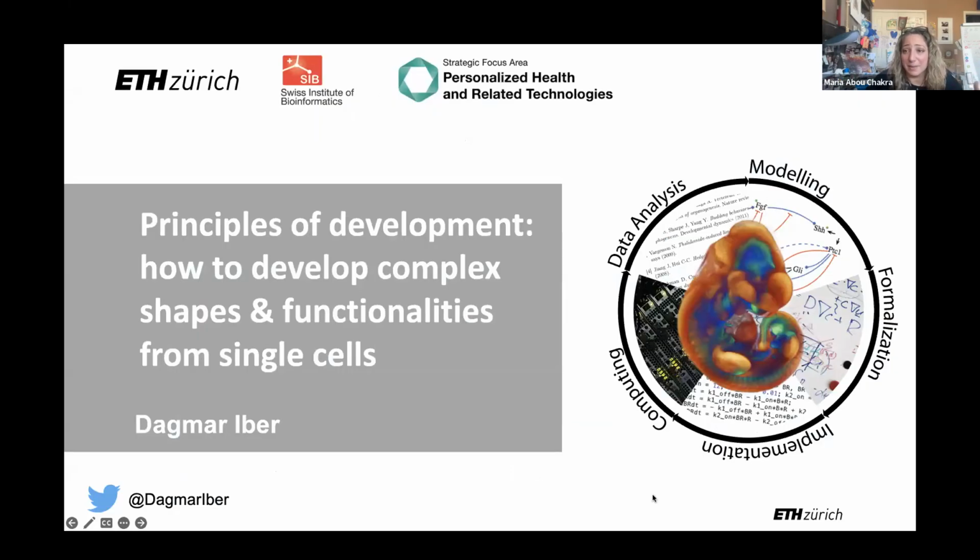It has taken a lot of developmental biologists a lot of work to figure out how these things are timed in the right way. And as far as I'm concerned, Dagmar is one of the leaders in development and morphology and shape and form. And so I'm really happy to have her here.